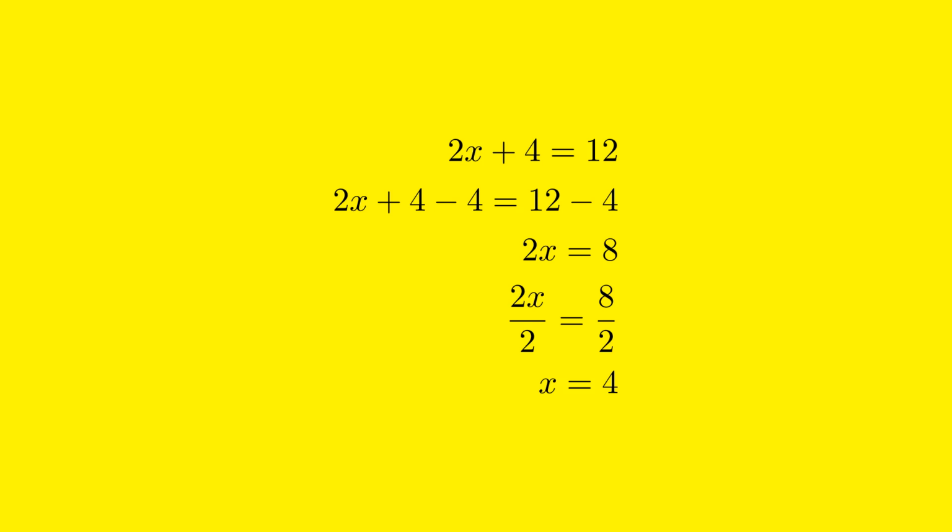To summarize, we isolated x on one side by first subtracting 4 and then dividing by 2. The solution to the equation 2x plus 4 equals 12 is x equals 4. This means that if you replace x with 4 in the original equation, both sides will be equal.